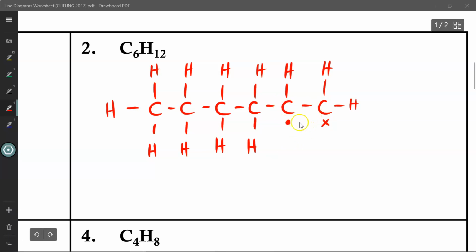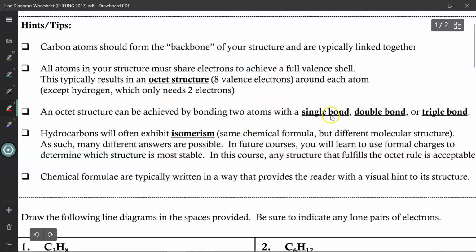Well, if these 2 carbons can't find a hydrogen to attach onto them, perhaps they can attach with each other. And now that they're sharing electrons with each other, they now each have 8 electrons. 2, 4, 6, and 8. 2, 4, 6, and 8. So remember my third hint, don't just be limited by single bonds. You can also use double and triple bonds if necessary.